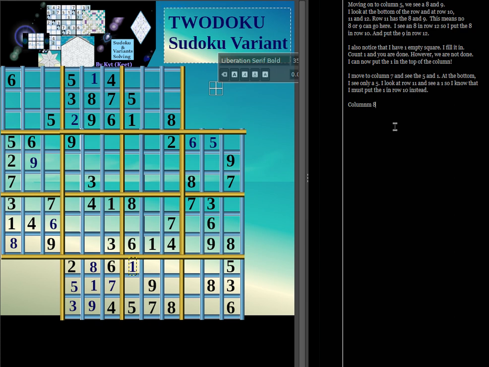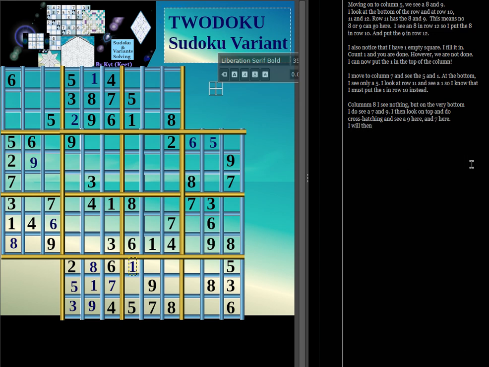Column 8. I see nothing, but on the very bottom, I do see a 7 and 9. I then look on top and do cross hatching and see a 9 here and 7 here.